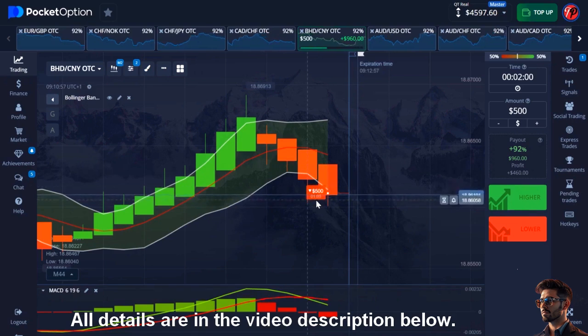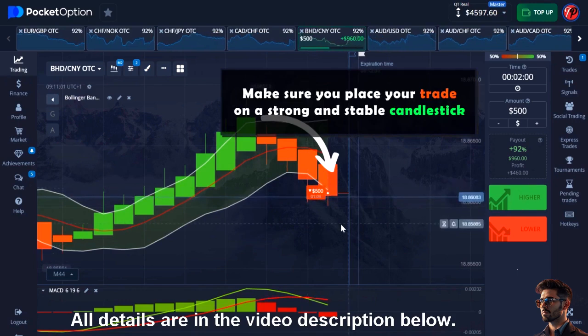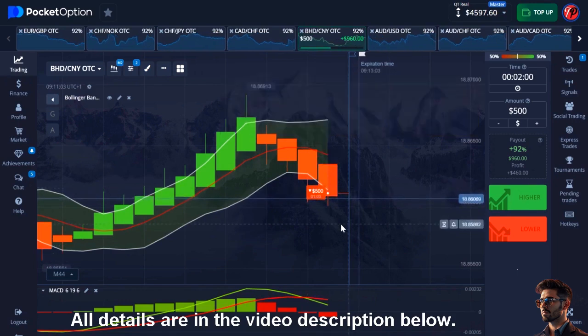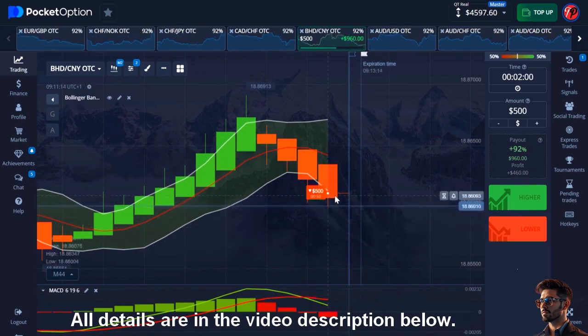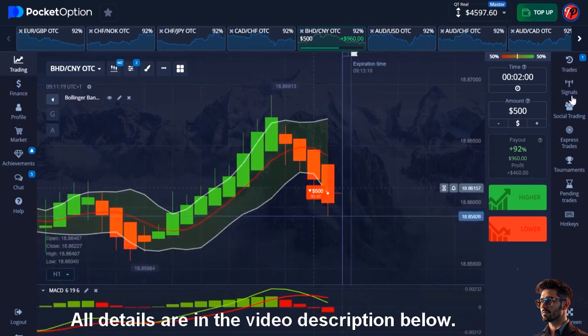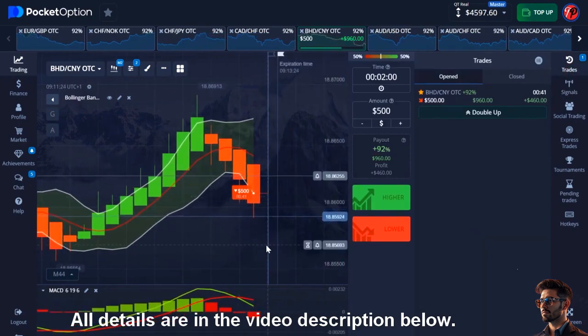Just make sure that you have it very close or even out of the line before you enter a trade. The last thing for you to look out for is the candlestick that you're placing your trade on. The candlestick must be very strong, very stable before you place a trade. Do not place a trade when the candlestick is choppy or in a smallish size. Always make sure that you're placing your trade on a very strong full candlestick anytime you are going to enter a trade. I hope you understand. We have like 42 seconds right now to close the trade.